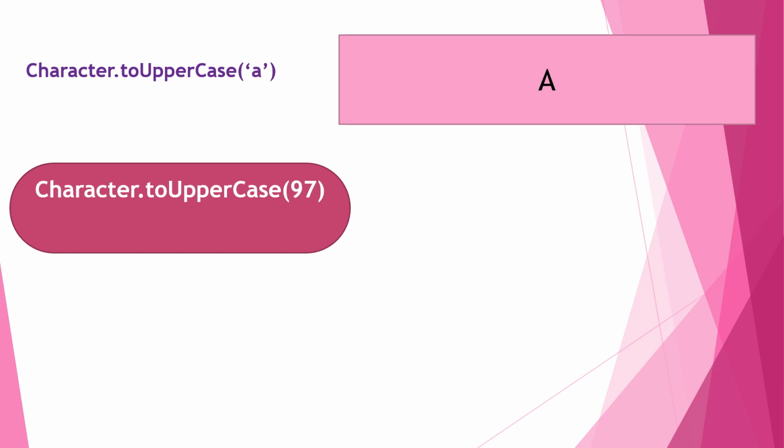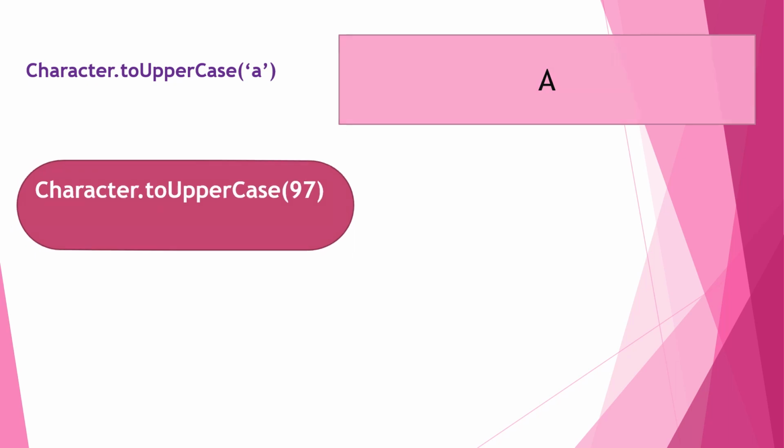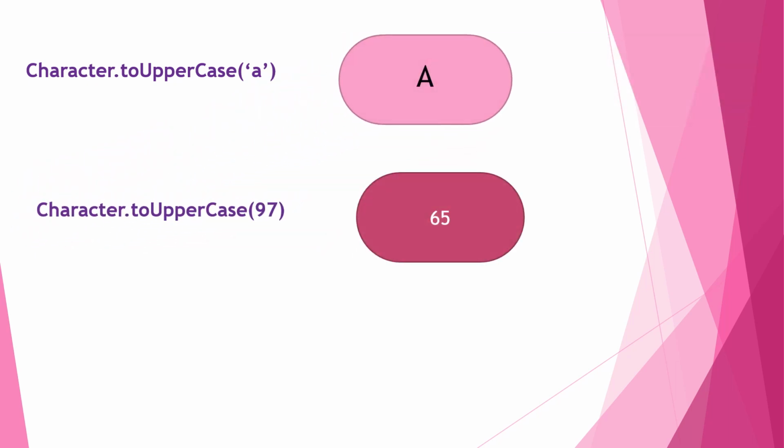So if the ASCII code of an alphabet is given in bracket, here we can see 97 is the ASCII code of small letter. So if we are saying character to uppercase, the small letter will be converted into capital letter, capital A, and the ASCII code of capital A is 65. So the answer will be 65.